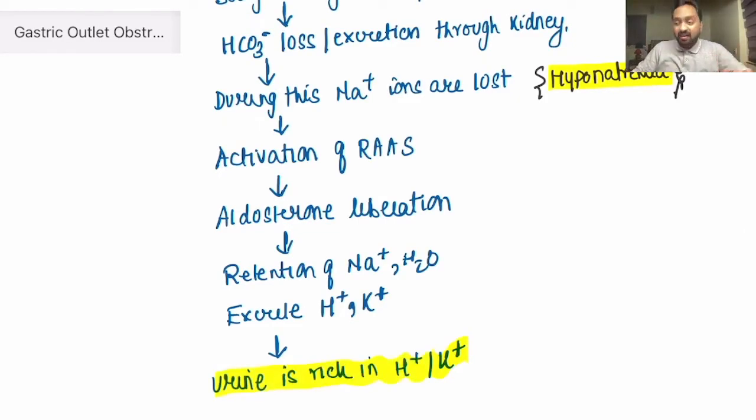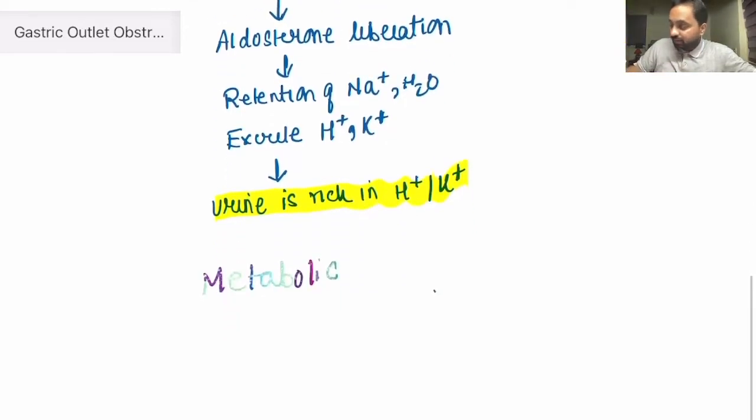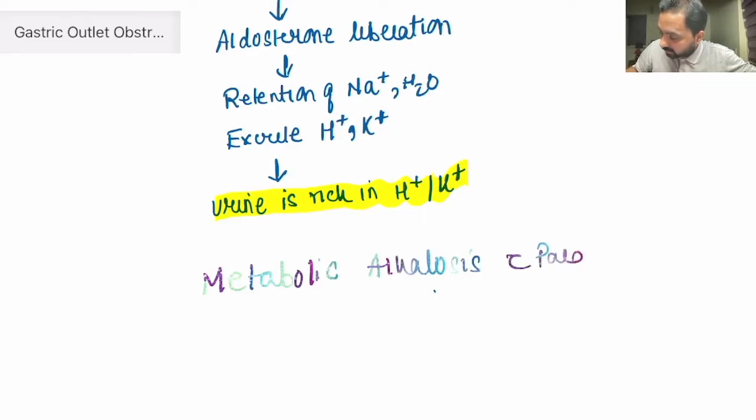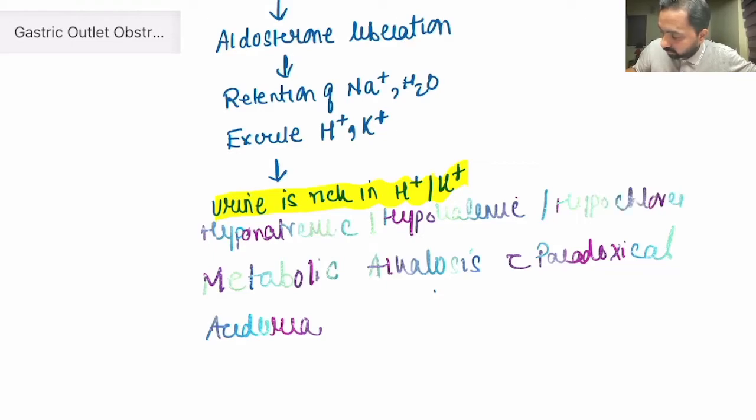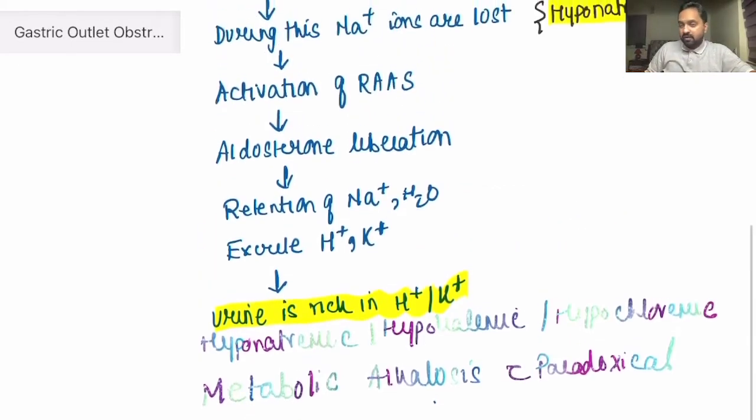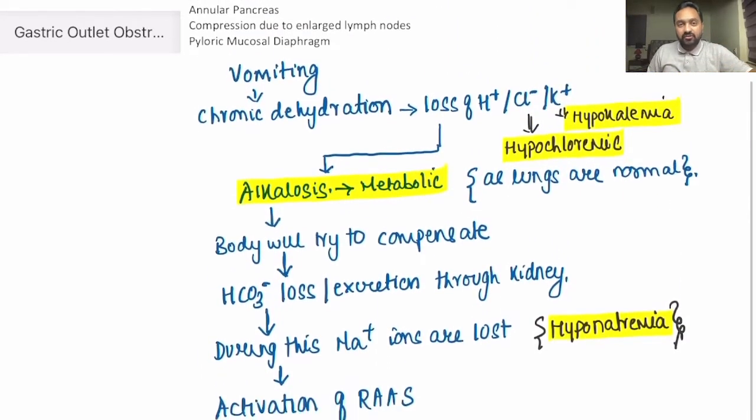So we have a final metabolic abnormality, which is metabolic alkalosis with paradoxical aciduria, and to that you can add hyponatremic, hypokalemic, and hypochloremic. So let's take a look at these changes once again.